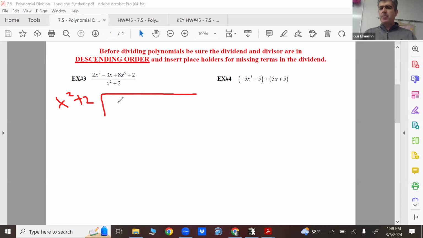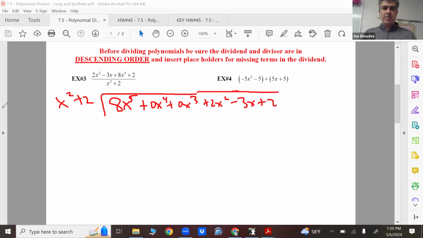What's your leading term for example 3? Of the top. 8x^5, right? And is there an x^4 term? So you got to put 0 as a placeholder. Is there an x cubed term? No, 0 as a placeholder. Is there an x squared term? You bet. Is there an x term? Yes. And then 2.